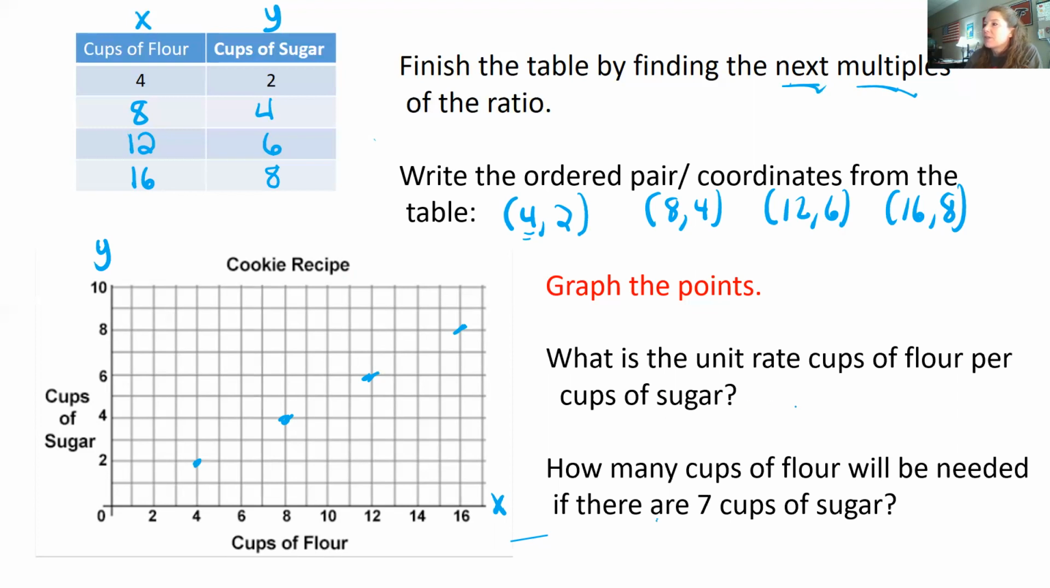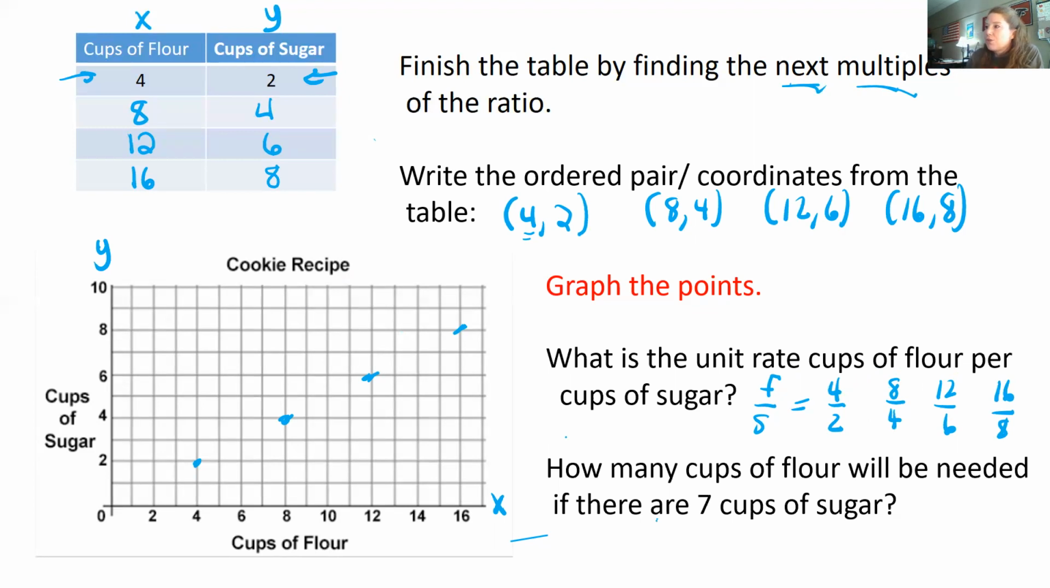All right, what is the unit rate of cups of flour per cups of sugar? So since flour goes on top, flour over sugar. So 4 over 2, 8 over 4, 12 over 6, 16 over 8. What do you guys notice about all of those fractions? They all simplify to 2.